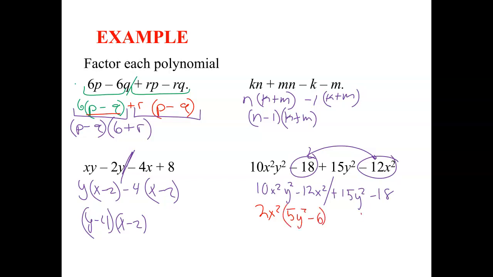And then on the right, so that I end with 5y squared minus 6, what do we factor out? Plus 3. 2x squared plus 3, 5y squared minus 6. Those are my factors.